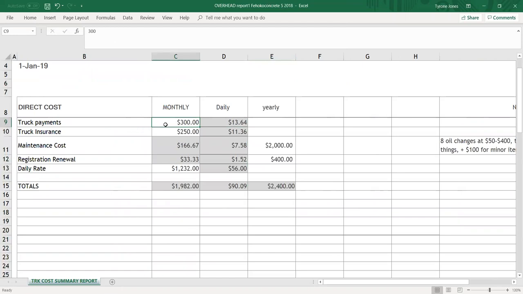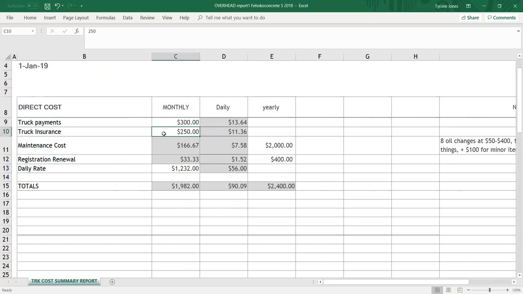So truck payments, you got at $300, okay? The daily cost for that to you is $13.64. So I'm basically saying that's what you're paying for your truck if you have payments. Okay, if you don't have payments, then you put the depreciation value there on a monthly basis, okay? That's what you put there if you don't have truck payments, okay?